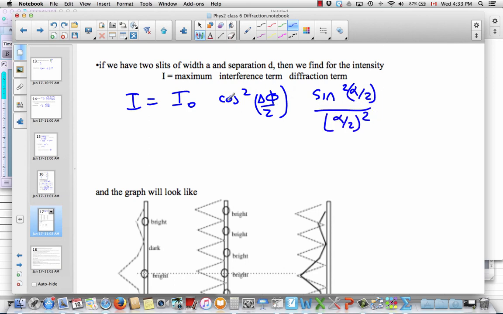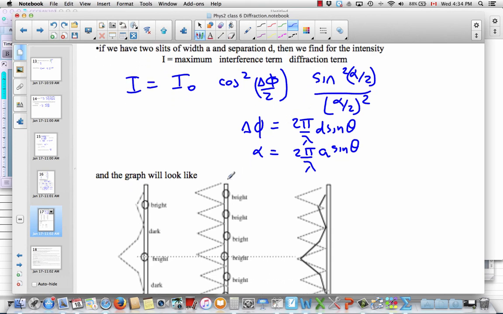For n slits, replace it with that big, ugly sine squared n over sine itself. And just a reminder that delta phi is 2 pi over lambda times d sine theta, and this alpha constant that we introduced is the equivalent corresponding to the width of the slit. So we really have these two functions multiplied together.